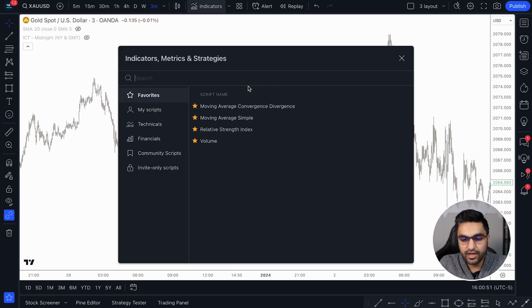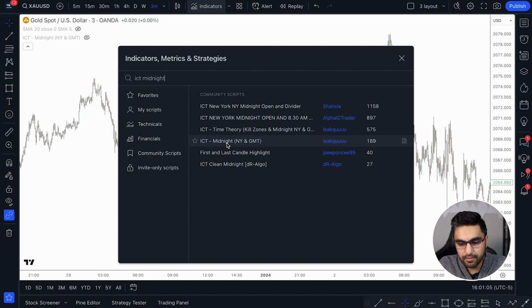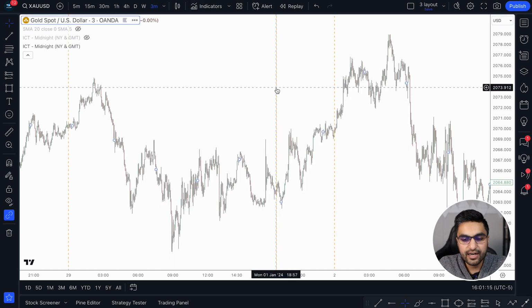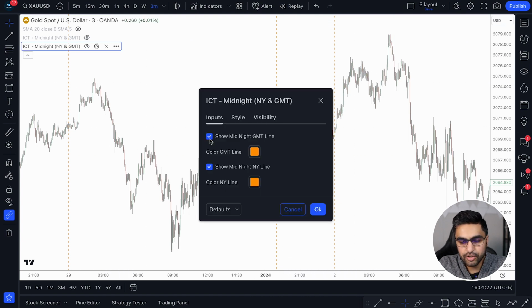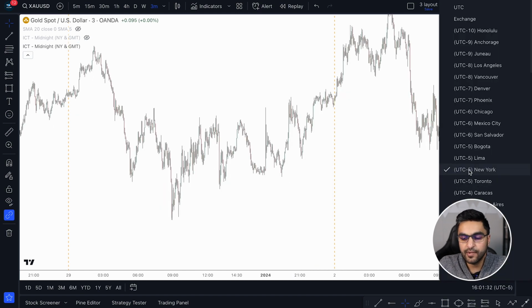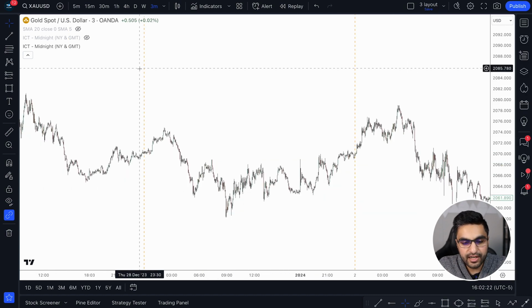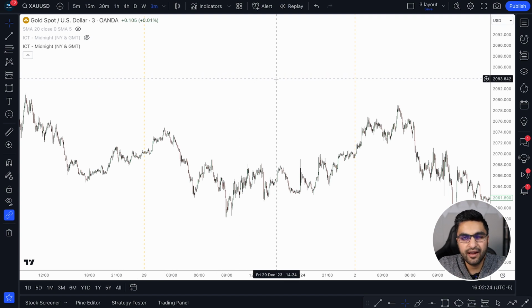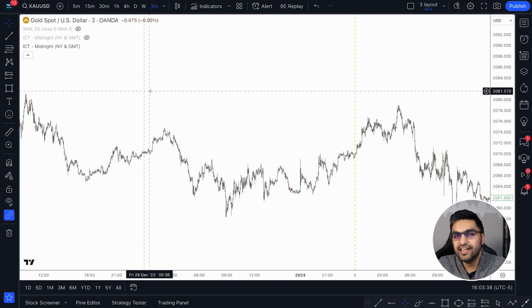To do that, just go to indicators and type ICT midnight, and choose ICT Midnight New York and GMT by Leak Q. Once you add it, it's going to look like this. Simply double click on it and untick show midnight GMT line, and at the same time make sure that your TradingView time is set to New York time. That way it will show the data for 1 day according to New York time. So the indicator is showing us when the day started and when the New York session ended. With this indicator you can see each day's price action.